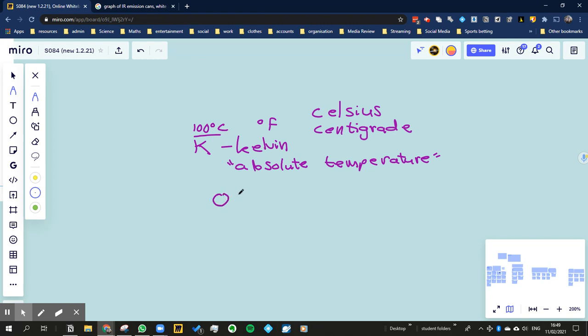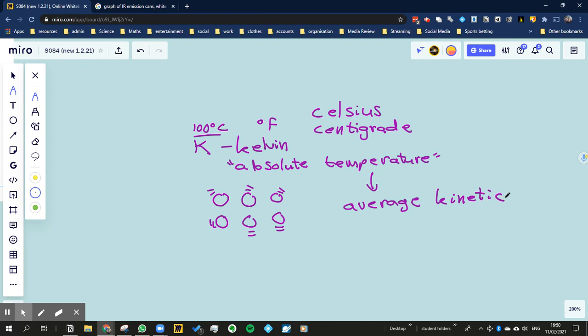If I have a solid made out of these particles and they're vibrating around fixed points, when I heat it up, they shake more. Now, temperature is actually a measure of average kinetic energy. So temperature is essentially a measure of average, and there is a formula which relates them. So it's a measure of average kinetic energy of the particles.